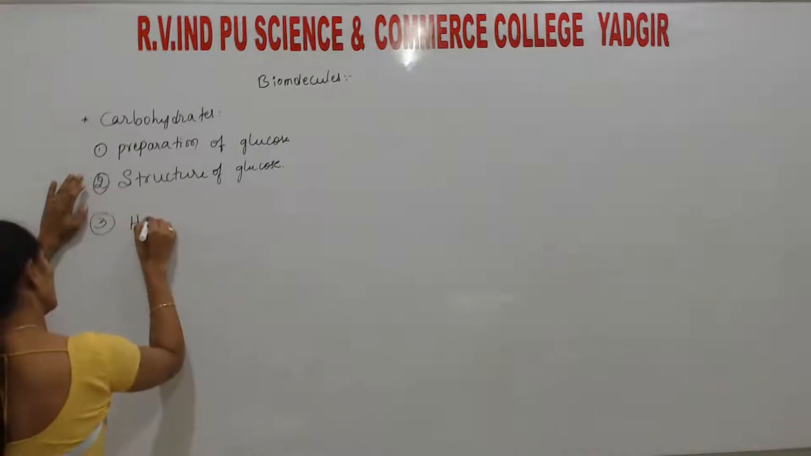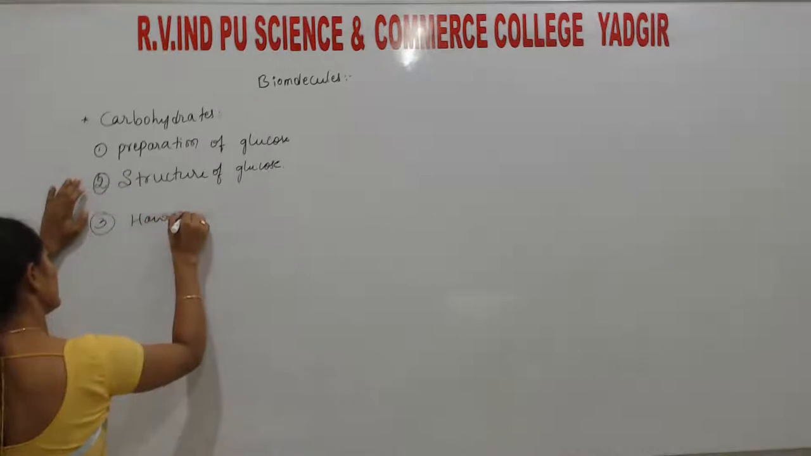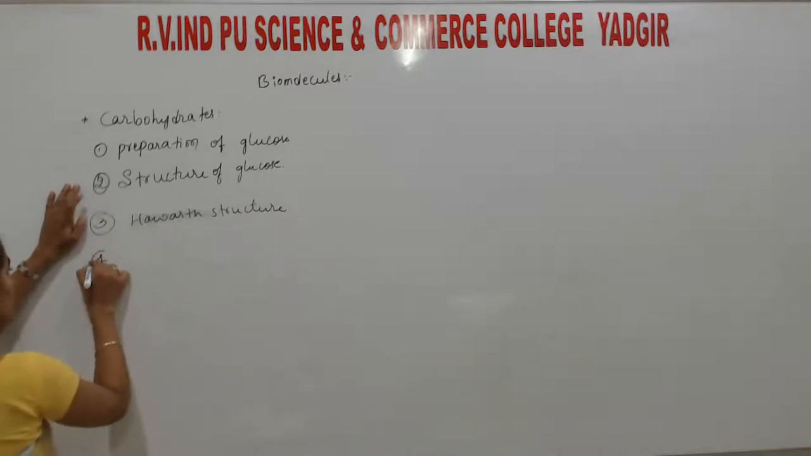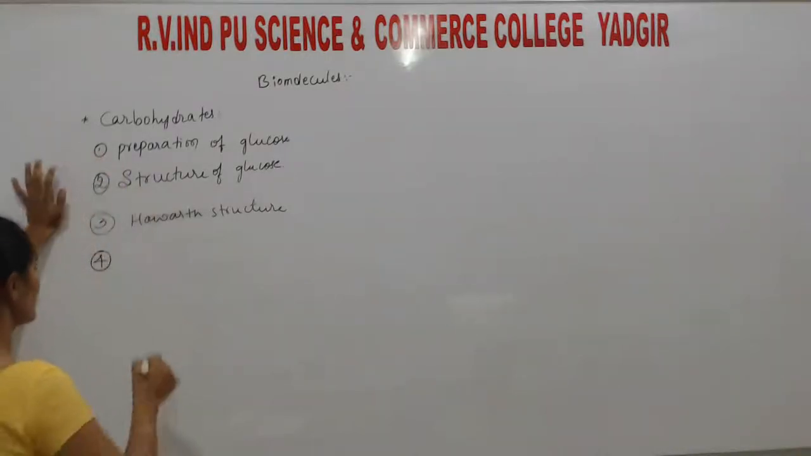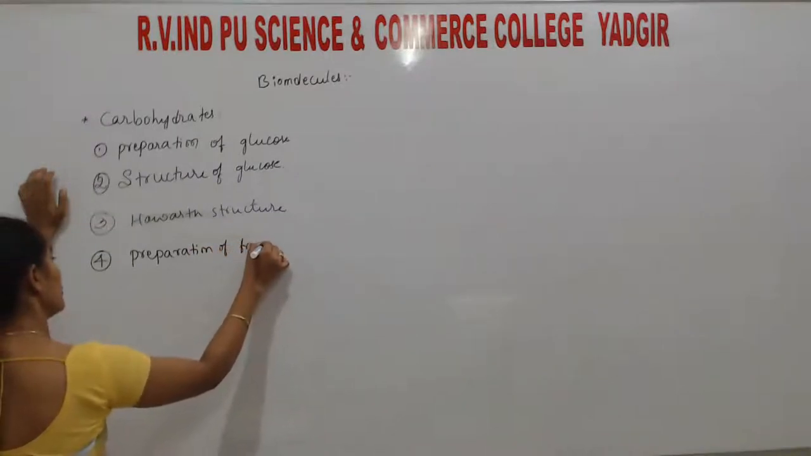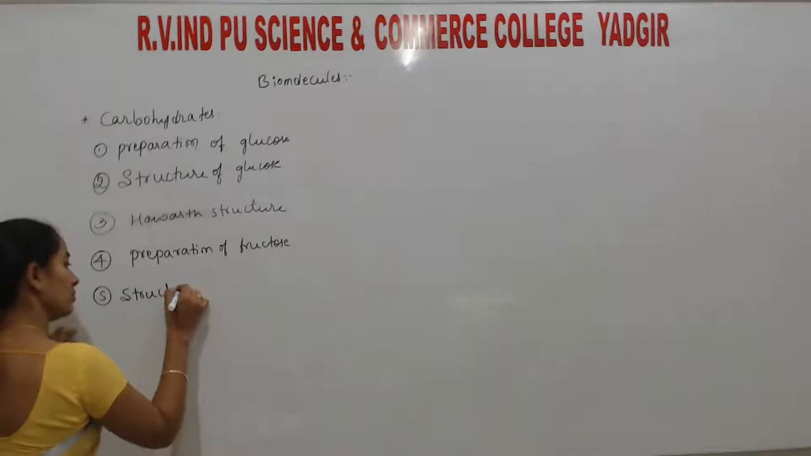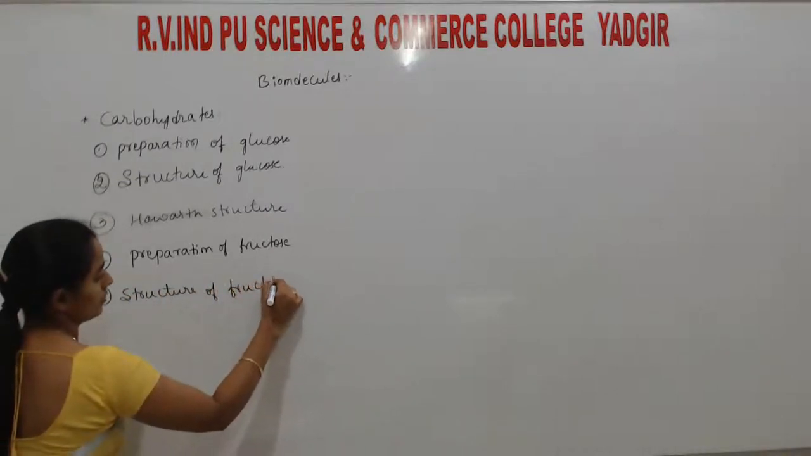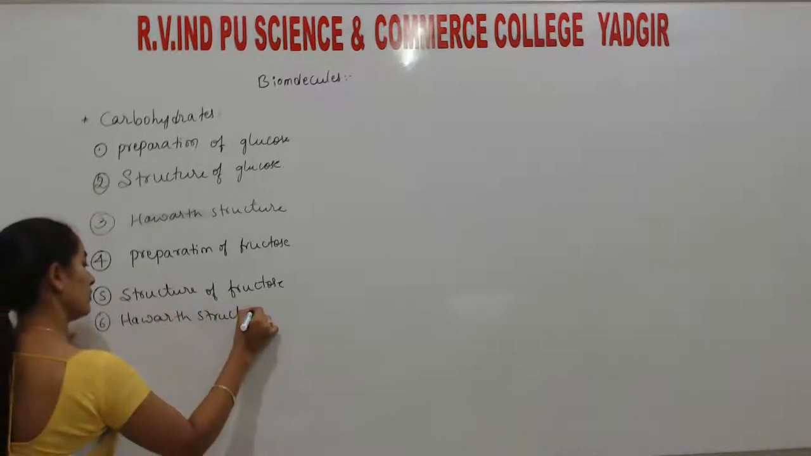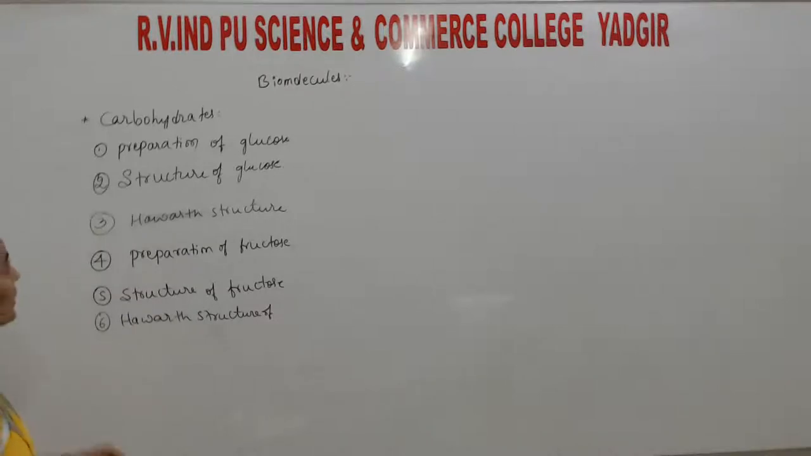Third one, the structure. Next, the fourth one is preparation of glucose, structure of glucose. Then preparation of glucose, structure of glucose, and structure of fructose.